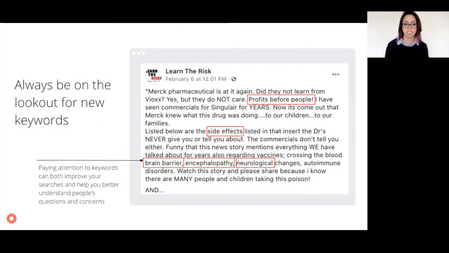So if there's ever a post that you see that is relevant to the work that you're doing, either because it supports the work that you do or it can be problematic in the future, look for possible keywords, right? So for example, this is a Facebook post by an account trying to talk about vaccines in a scary way, and look at the little phrases that we've highlighted. Profits before people, side effects, the side effects that they're worried about, so brain barrier or encephalopathy or neurological changes. Neurological changes is a big one in that kind of community. Can you then add those to your list of keywords of what to look out for?